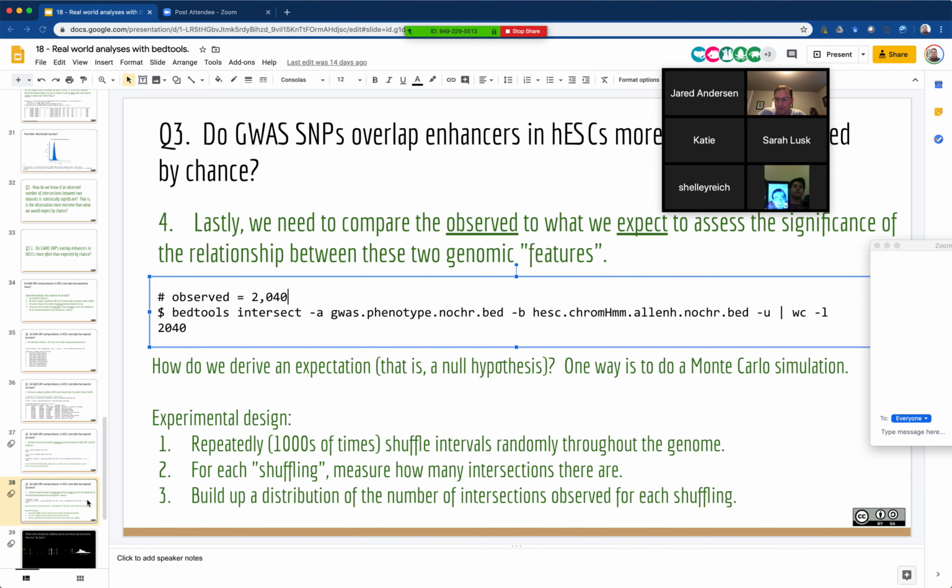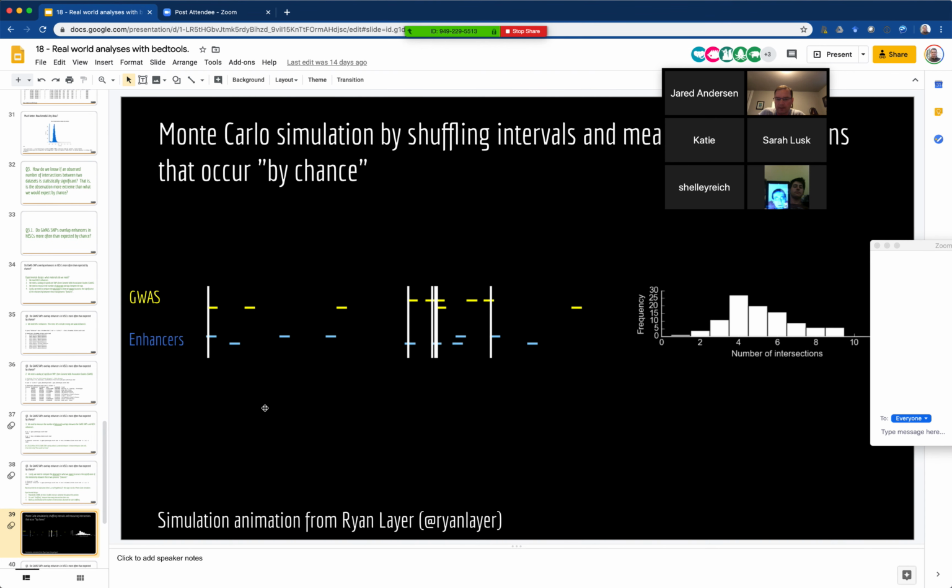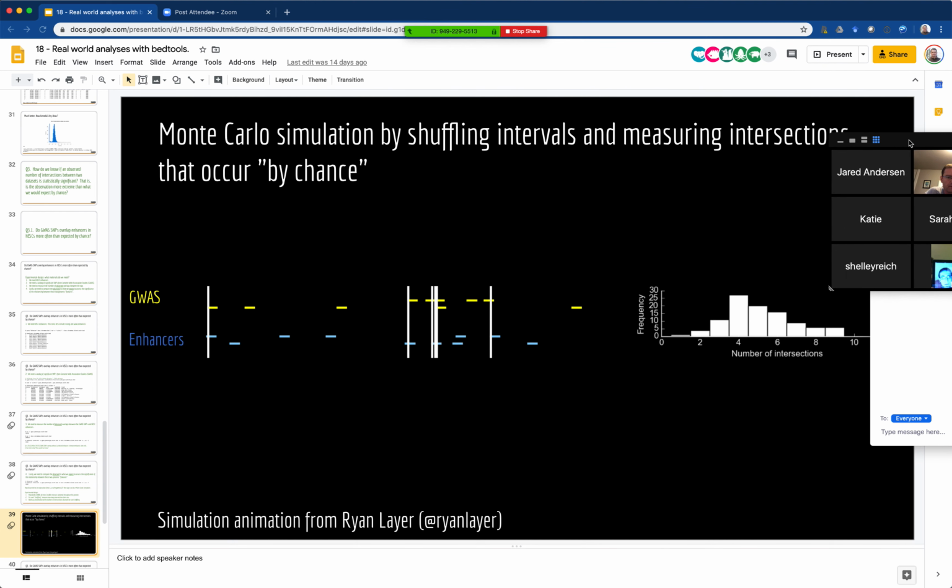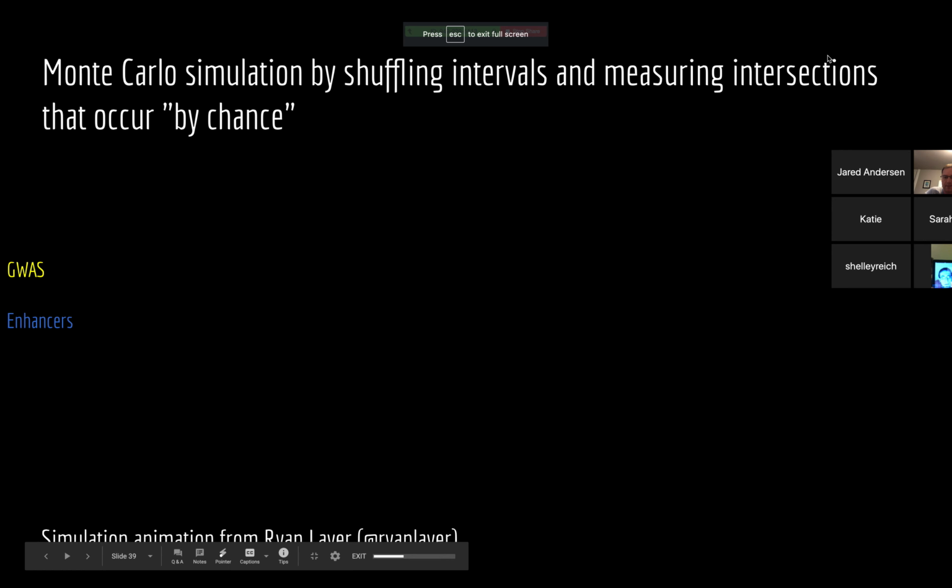Right. So I've got a slide that simulates this that I didn't make. An awesome postdoc in my lab from a couple of years ago named Ryan did this.